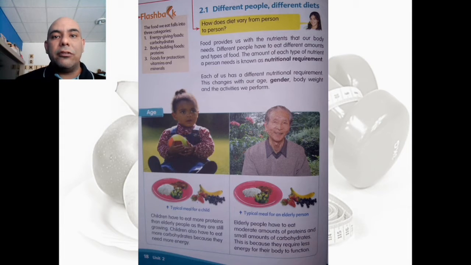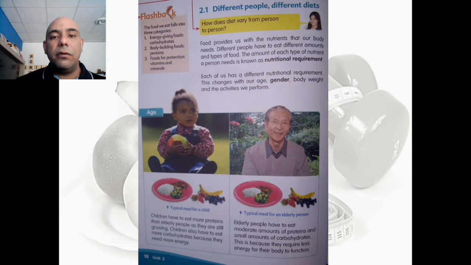So what they are trying to explain to you here is that depending on the activities that you do on your daily basis, the amount of food is going to be different. For example, an athlete does not need the same amount of food as a person who does not practice any type of sport. Each of us has a different nutritional requirement. This changes with our age, gender, body weight, and the activities that we perform.